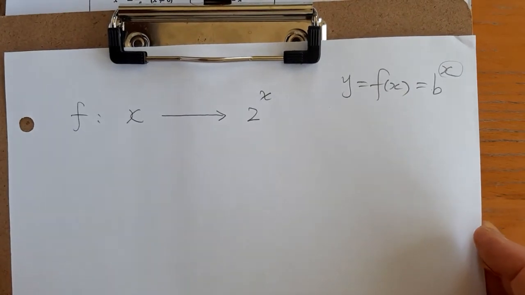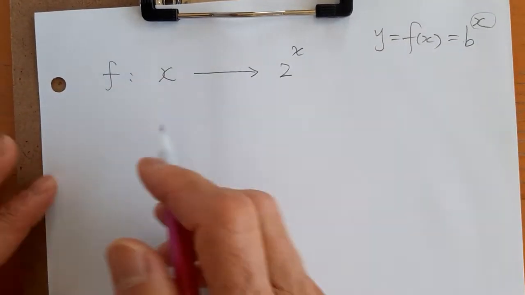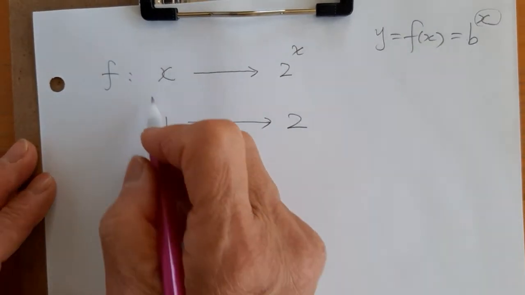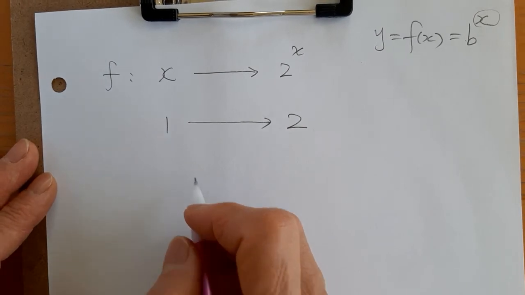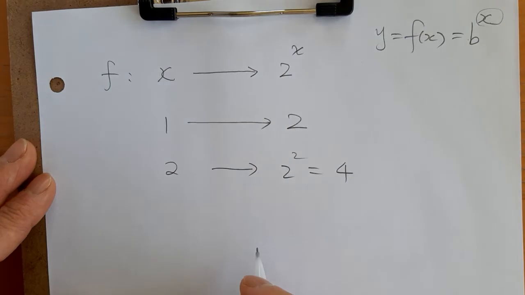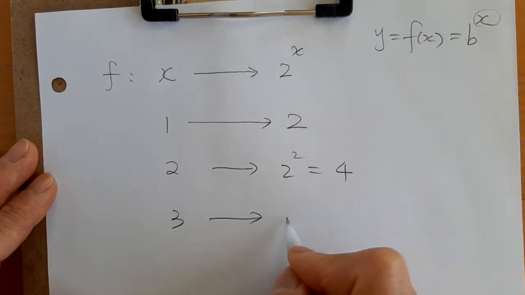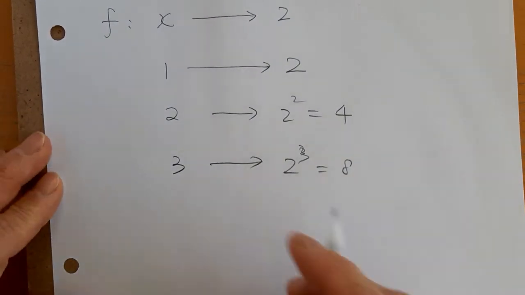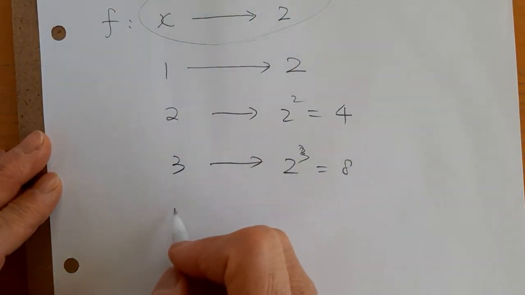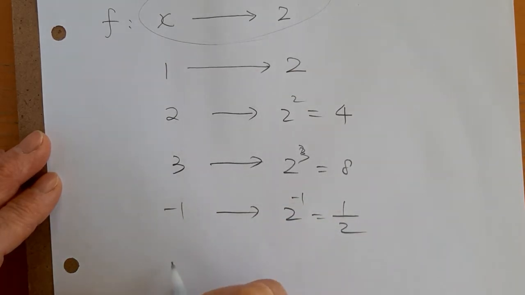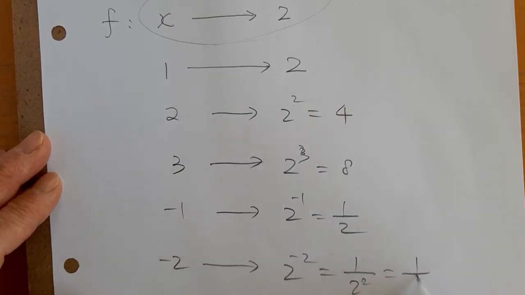Now, if x equals 1, you will map to 2. If x equals 2, you will map to 2 squared, which is 4. If x is 3, you will map to 2 cubed, which is 8, according to this rule. If x is negative 1, you will map to 2 to the power negative 1, which is 1 over 2. If negative 2, you will map to 2 to the negative 2, which is 1 over 2 squared, which is 1/4.